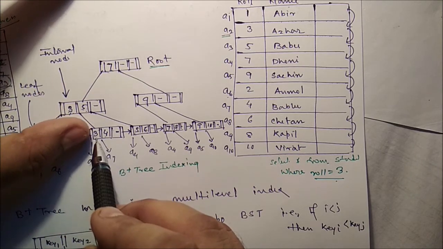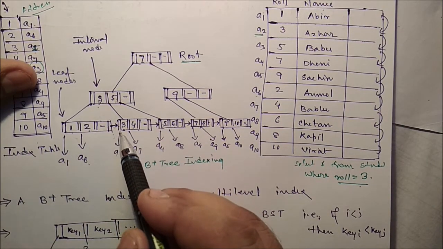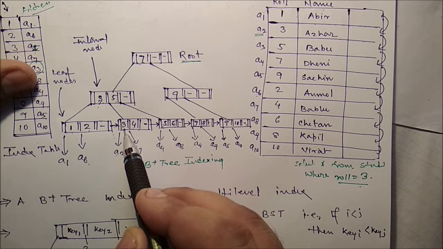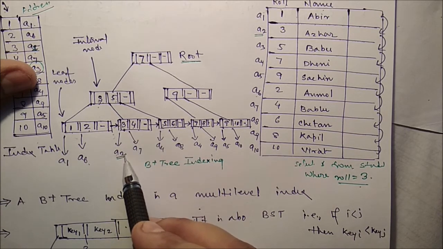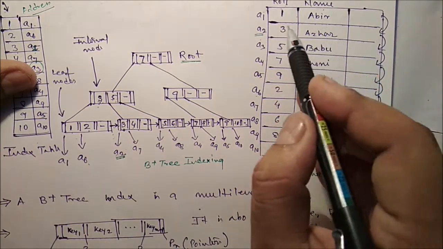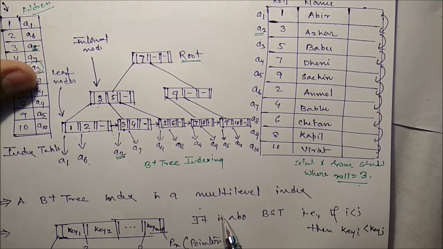Now we are in the leaf node, and if you read this part, here we store the address of this particular roll number 3, where 3 is there. So 3 is there at address A2. Now if you read address A2, we can directly get this particular data, this particular record. Are you getting this one?